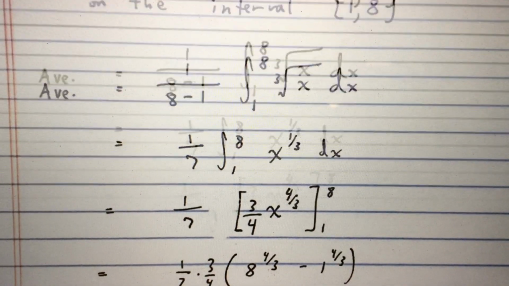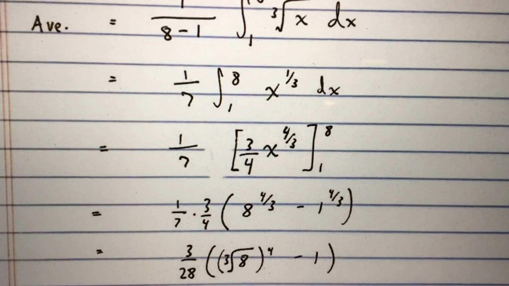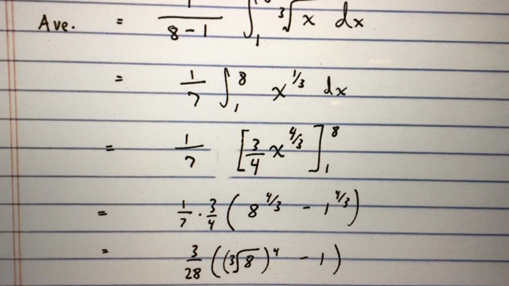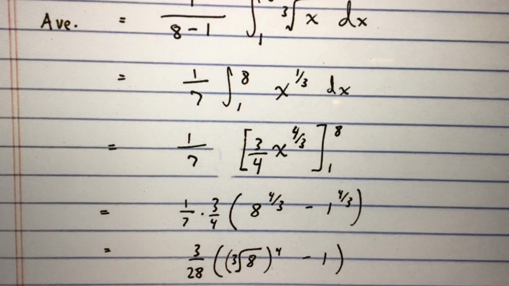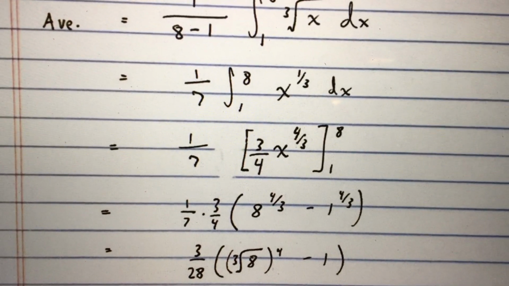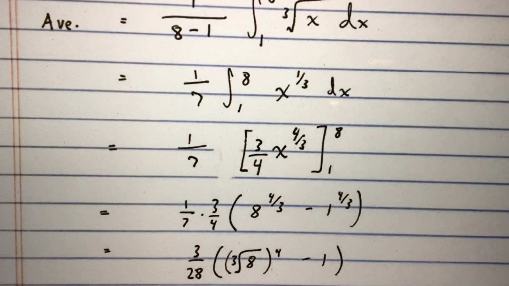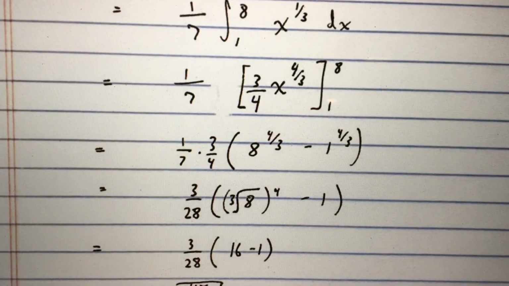And that's a fairly easy integral to work. Make it a fractional power, 1/3, then raise and divide it, so 4/3, and then dividing by 4/3 is 3/4. 1 over 8 minus 1 turned into 1/7. I plug in an 8 and a 1.